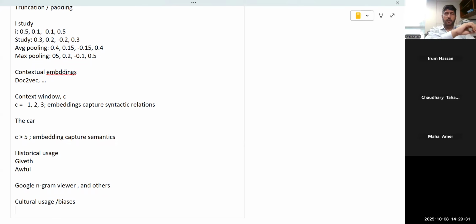Even if you take writings from, let's say, 1980 onwards, उसमें भी cultural bias नजर आएगा. So you will find that the word father, for example, is closely related to words like doctor, scientist, but it will not be closely related to words like homemaker, for example, nurse, and so on. ठीक है.